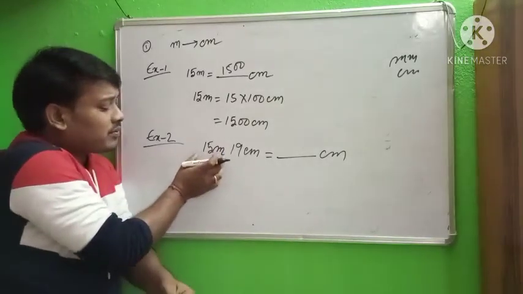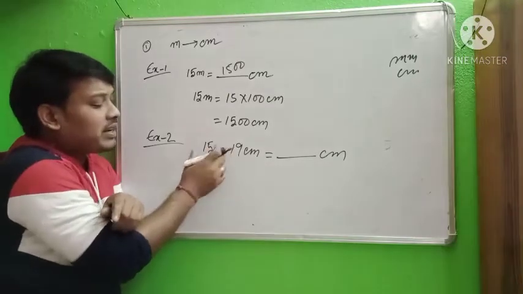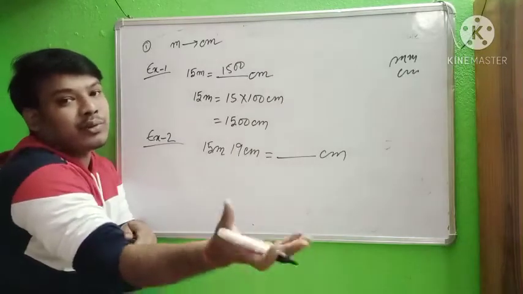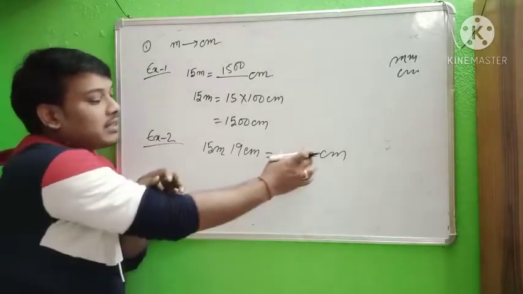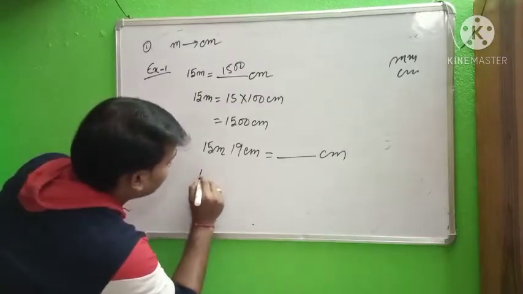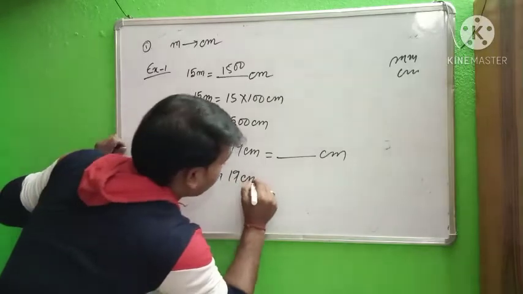We have to find out 15 meter equal to how many centimeter. This centimeter plus this centimeter equals the total answer, that means the required centimeter. Okay, so similar. So 15 meter 19 centimeter.